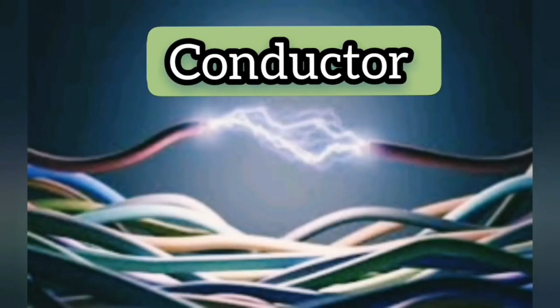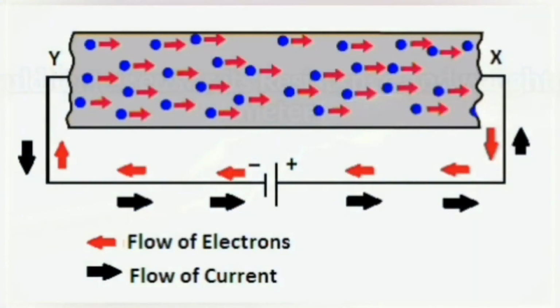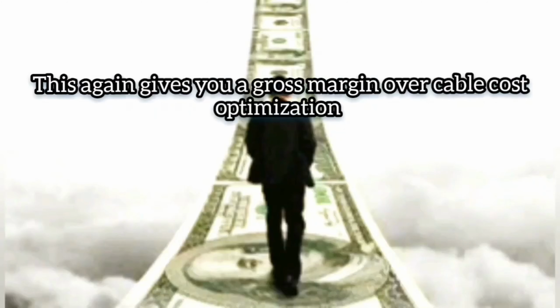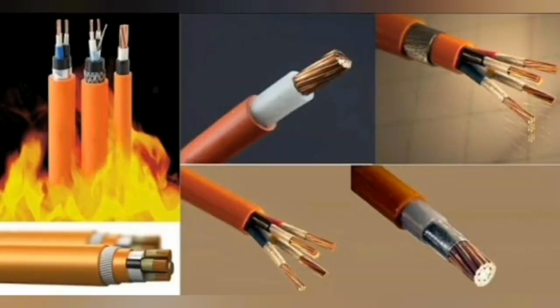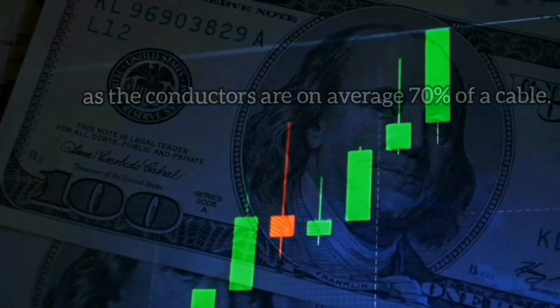Conductor: any metal, whether it's Cu, aluminium, alloy or a superconductive one, should be tested for its resistance and weight per meter. This again gives you a gross margin over cable cost optimization, as the conductors are on average 70% of a cable by cost.